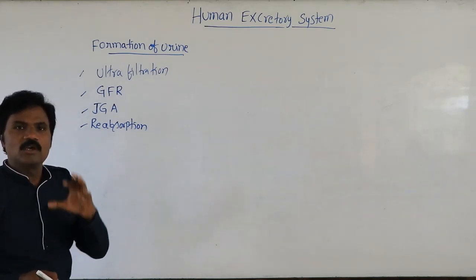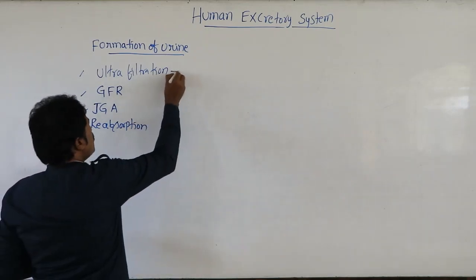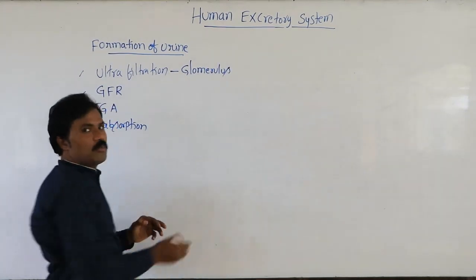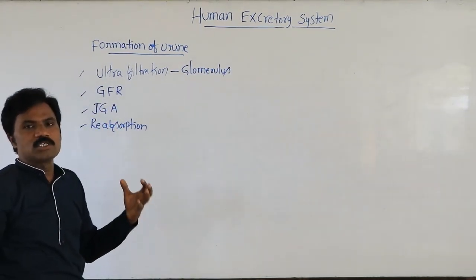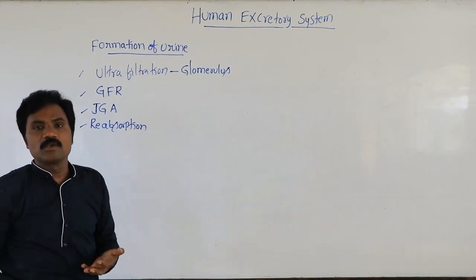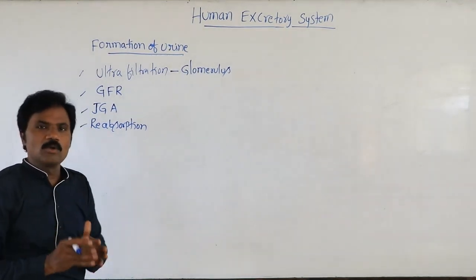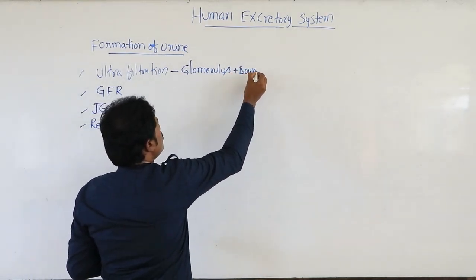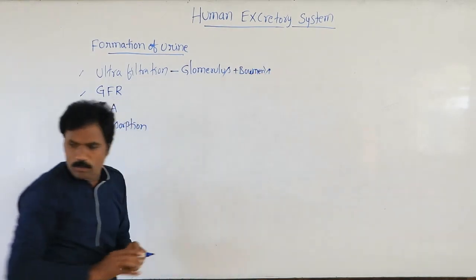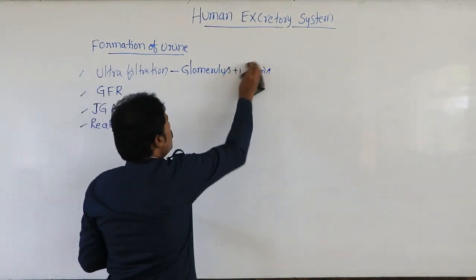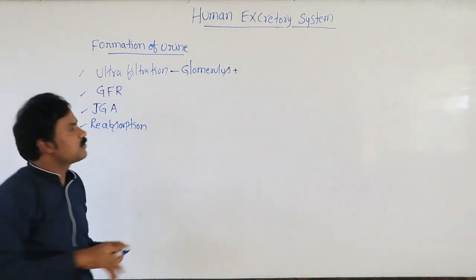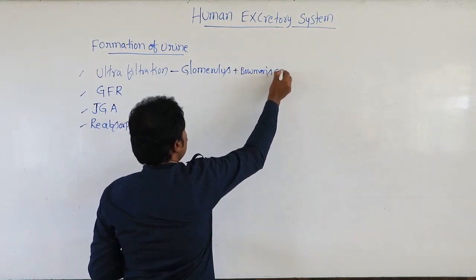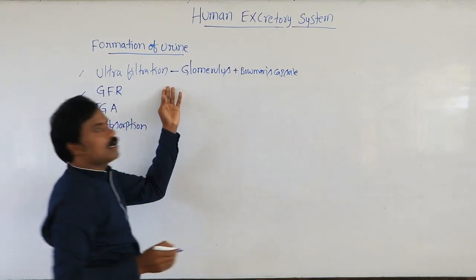Ultrafiltration takes place in the glomerulus part. That is very important, a direct question. Ultrafiltration takes place in Malpighian corpuscles. Malpighian corpuscles means both the glomerulus as well as Bowman's capsule. It occurs under that Bowman's capsule.